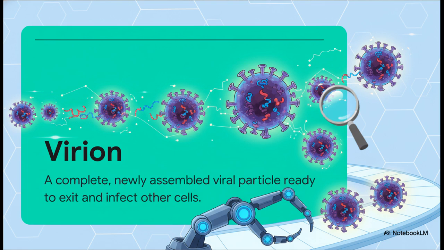And the end result of this factory is what we call a virion. A virion is a complete, newly assembled viral particle. It's fully armed and totally ready to exit the current cell to go infect others. You can basically think of virions as the finalized microscopic products just rolling continuously off this hijacked assembly line.